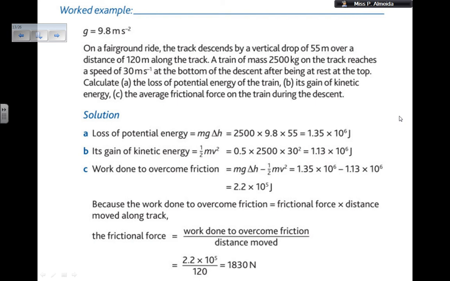It's really simple. Just make sure you have the formulas, you substitute the values, you give the units, and this is how you work out either kinetic energy, gravitational potential energy, or you play around with loss of energy and getting to know the frictional force, okay?